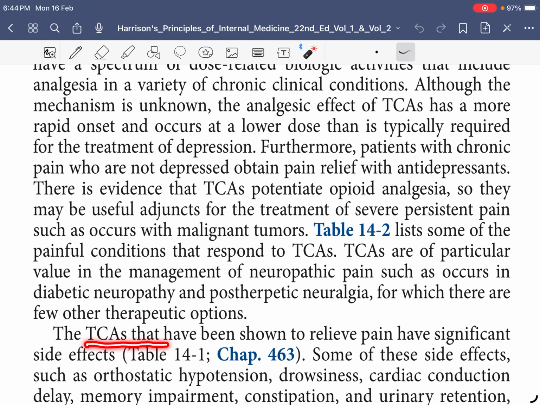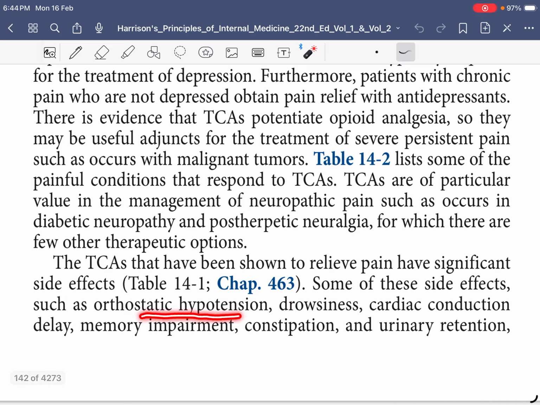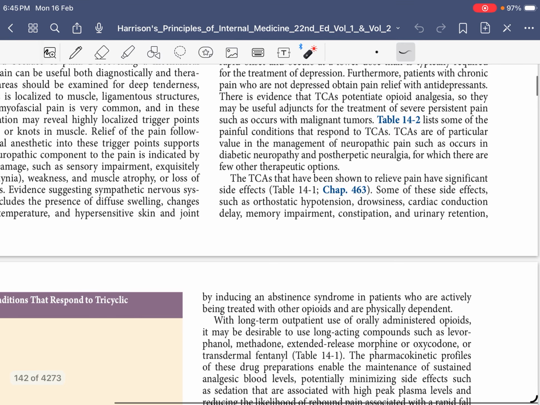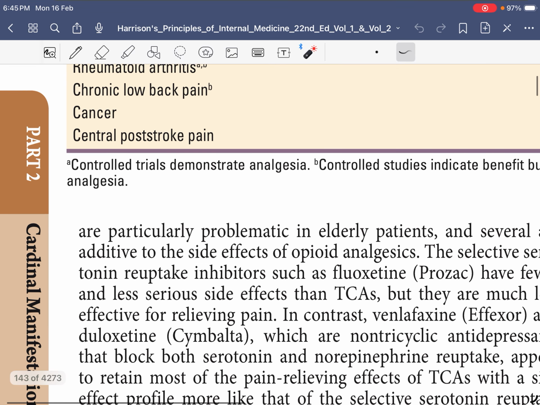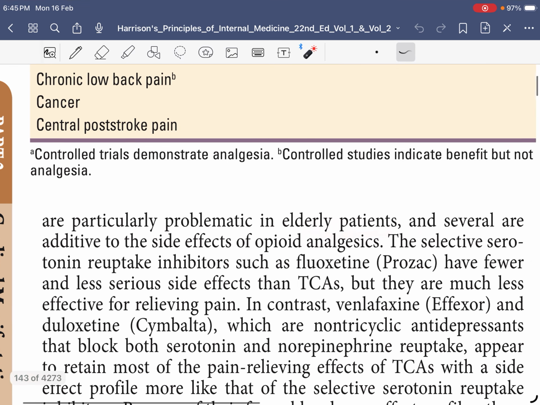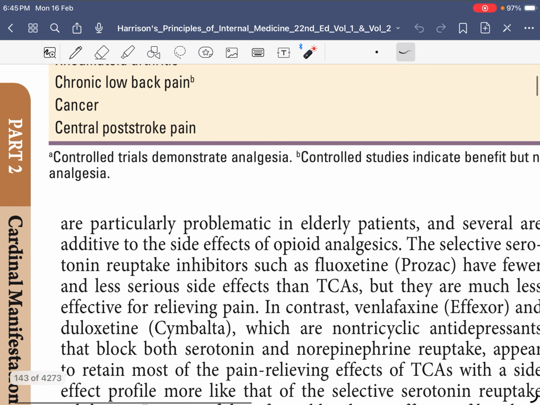The tricyclic antidepressants that have been shown to relieve pain have significant side effects, Table 14.1. Some of these side effects, such as orthostatic hypotension, drowsiness, cardiac conduction delay, memory impairment, constipation, and urinary retention, are particularly problematic in elderly patients, and several are additive to the side effects of opioid analgesics.